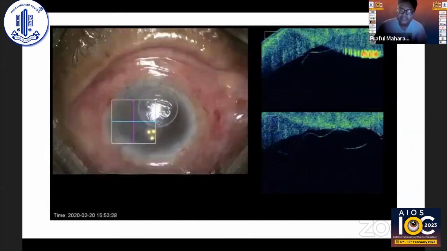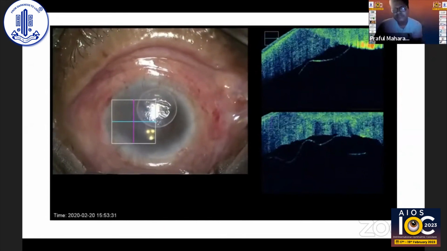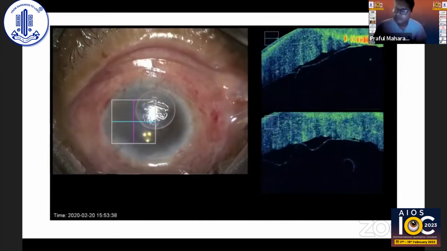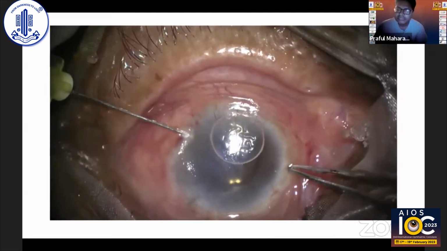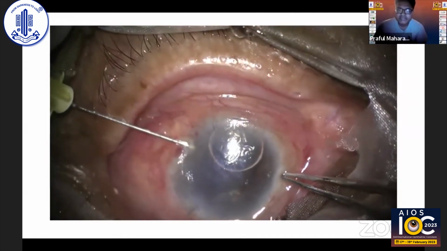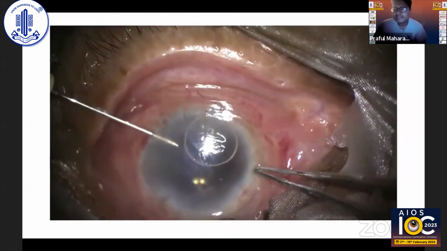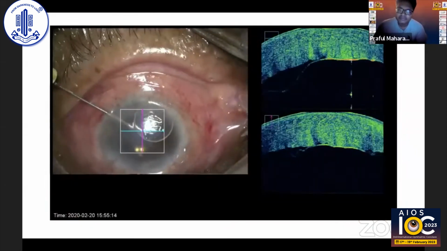So when you are dealing with such cases, what I do is I make two entries. One entry to balance my interchamber pressure, the other entry is to increase the intraocular pressure. You can see this is a 30 gauge needle. I'm going in, and preferably the site of entry is limbus or area where the DM is not detached.